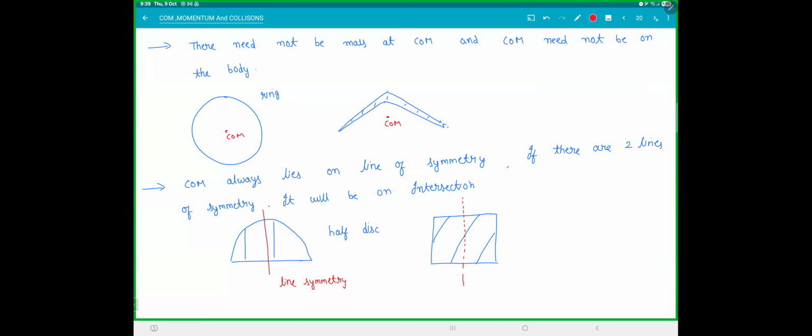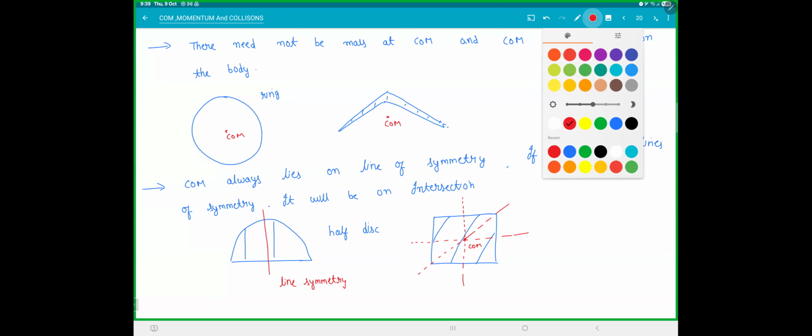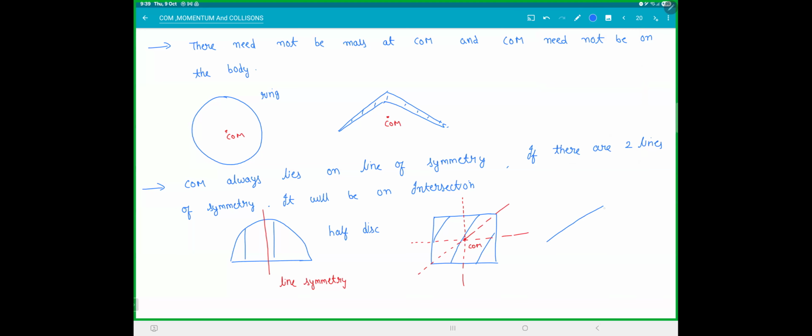So if you look at a square plate, there are two lines of symmetry. There are a lot of lines of symmetry. All these are lines of symmetry. So this is the center of mass. Even if you take a boomerang, there is a line of symmetry.